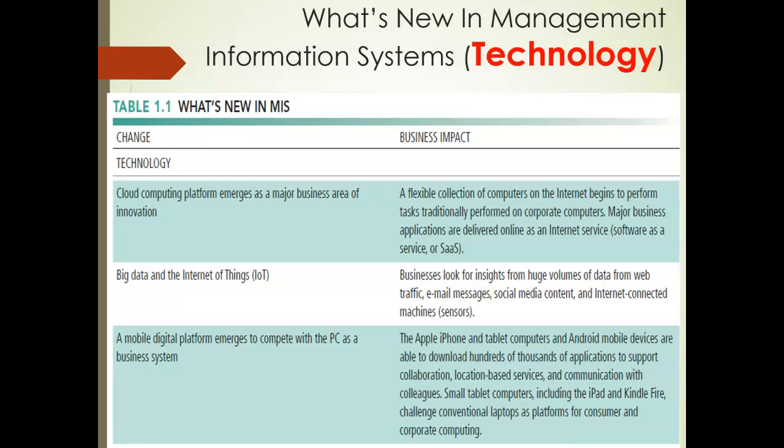Okay, we then went on to talk about technology. Again, the 3 dimensions of information systems, and technology being one. So you need to know in the technology space, you're looking at cloud computing, you're looking at big data and the Internet of Things, and you're looking at, again, your mobile digital platform. So they're all features of the technology dimension.